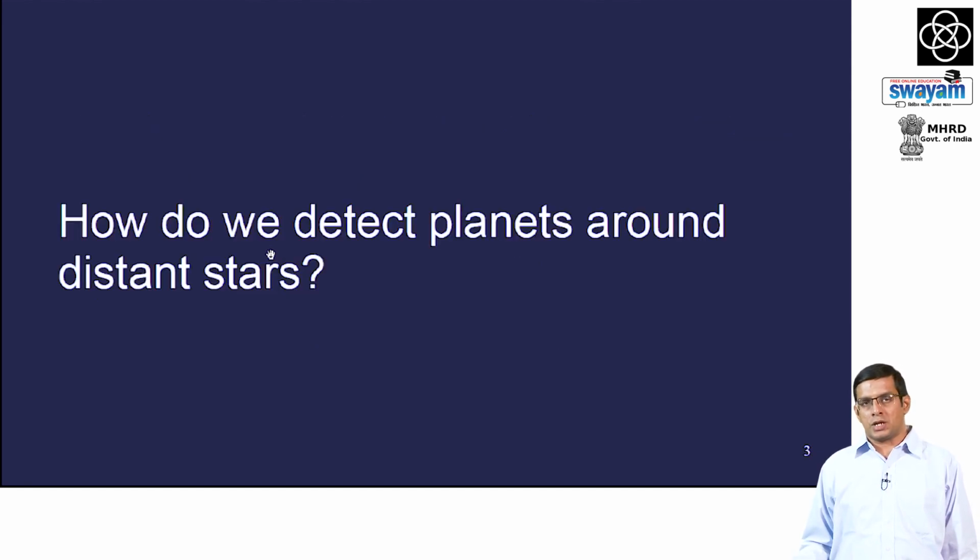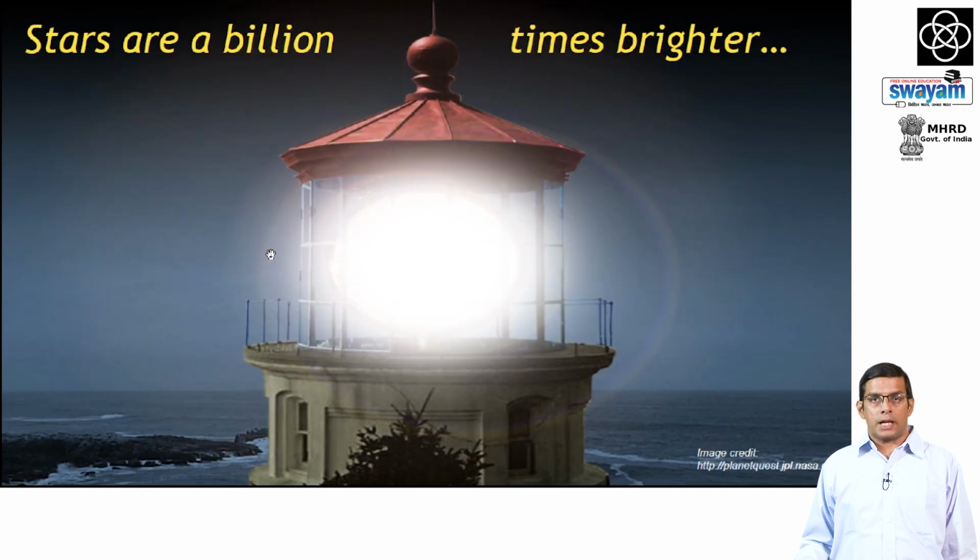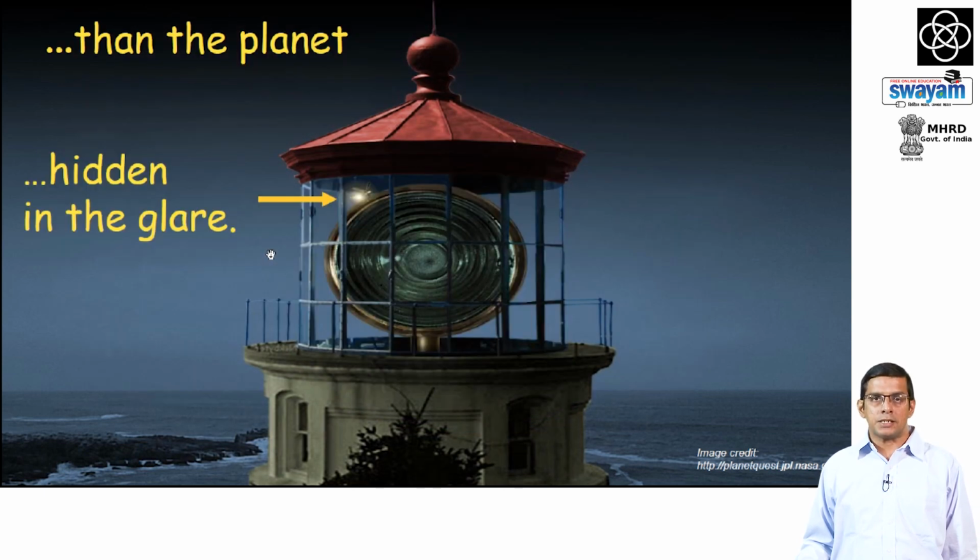The main question that we shall be concerning ourselves with in this lecture is how do we detect planets around distant stars? Because planets are hard to detect, because stars are a billion times brighter than the planets, which are hidden in their glare. Like in this picture you can see the very small light, which can only be seen when the big light in this lighthouse is switched off. And this is not what we can do in a real star. So, we have to find ways to detect planets by indirect methods.